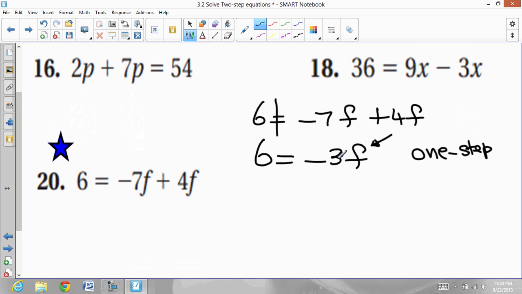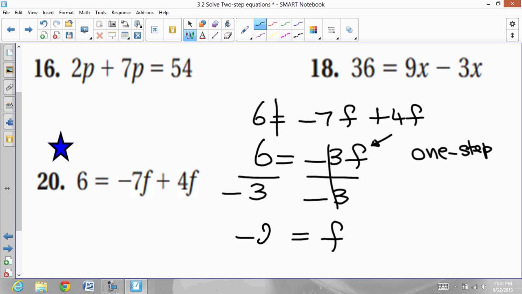Now, if you look at the number and the variable, there is nothing in between. So you take it as the F is being multiplied by negative 3. Since this is being multiplied by negative 3, you divide by negative 3 on this side, and you do the same thing on the other side. Negative 3 divided by negative 3 gives you a 1. Any number divided by itself gives you a 1. 1 times F is F. 6 divided by negative 3 gives you negative 2.